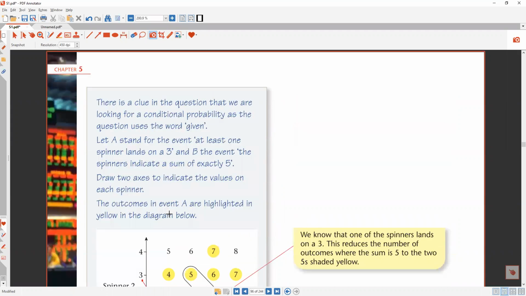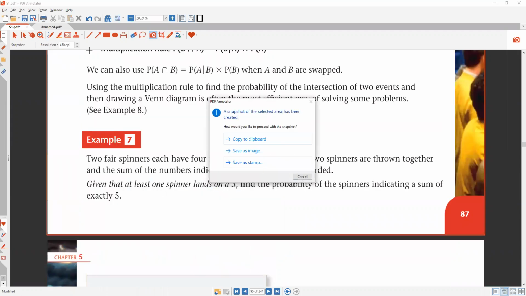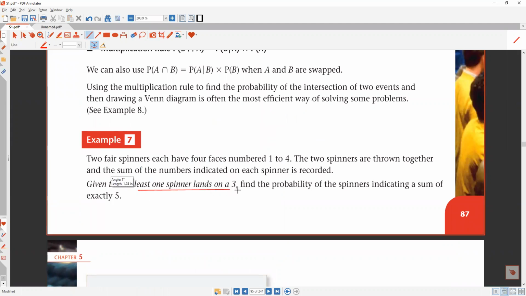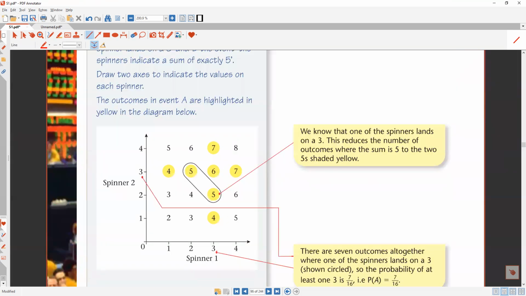What they wrote is, given that at least one of the spinners should be 3. So they said one of the spinners should be 3. Given that, what is the probability that the sum will be exactly 5? Now we have to check where 5 comes in the row with 3. 5 comes here, and when the other spinner is 3, 5 comes here. So there are two chances out of 1 2 3 4, 1 2 3 4, 16. Two chances, 2 by 16, which is 1 by 8. 1 by 8 is the probability, provided one of them lands on 3.